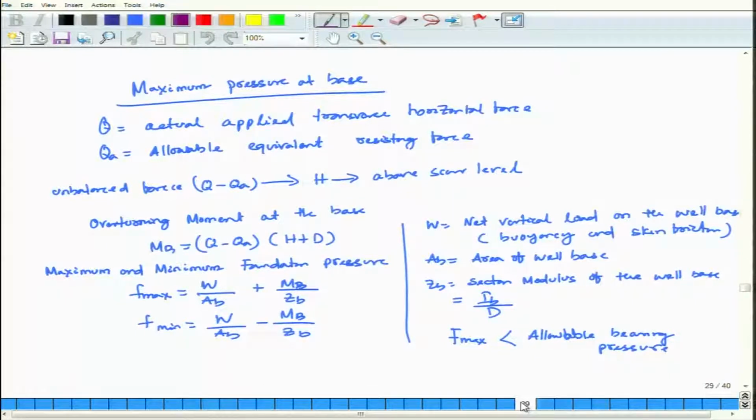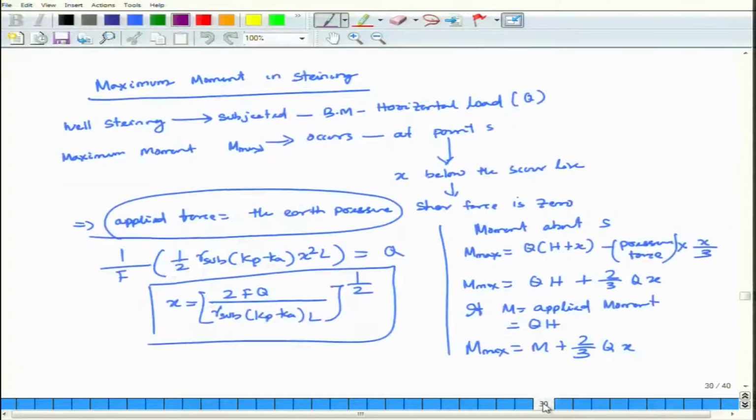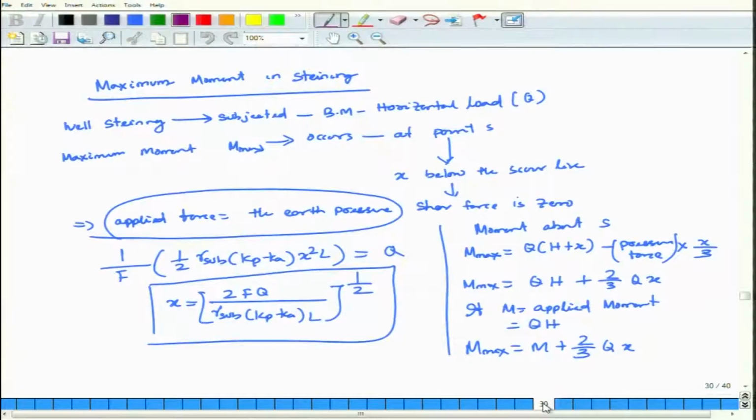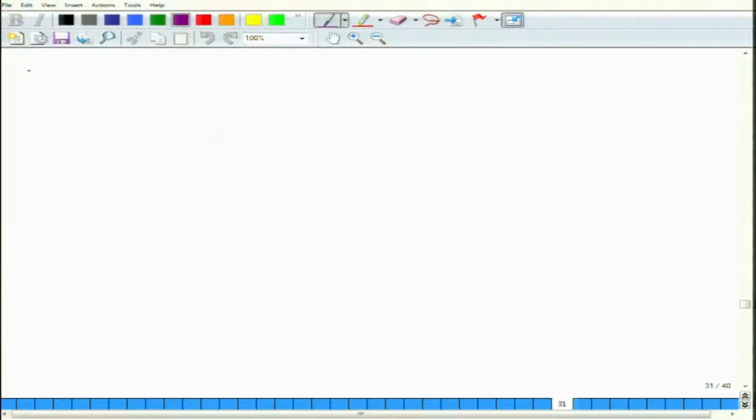Then the next part of the design is the maximum pressure at the base. So F maximum and F minimum we have derived. F maximum should be less than the allowable bearing pressure of the soil. The next covered is the maximum movement in the staining. What is the maximum movement in the staining? Because that will be required for the design of the reinforcement, that has been carried out. Now we will solve one problem. Example 1.